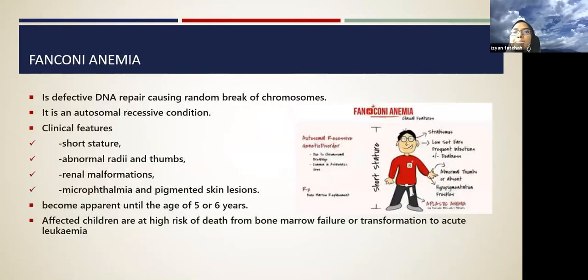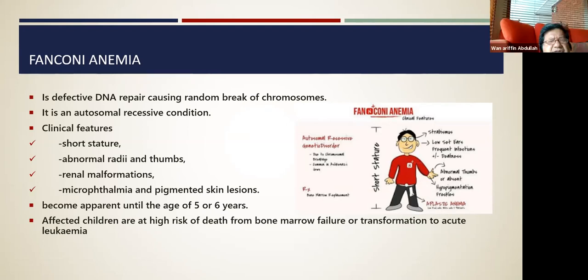Okay, next. So I will briefly talk about Fanconi anemia. Fanconi anemia, as I mentioned before, is the commonest inherited form of aplastic anemia. Even though it is the commonest, it is still very, very rare.